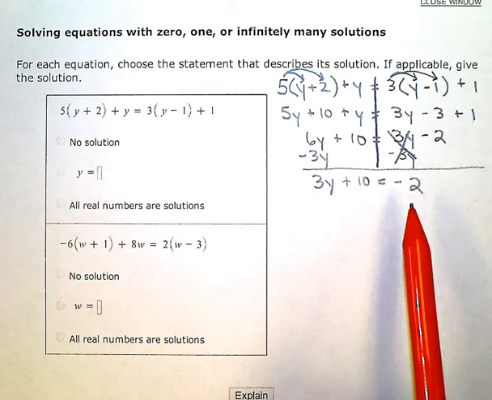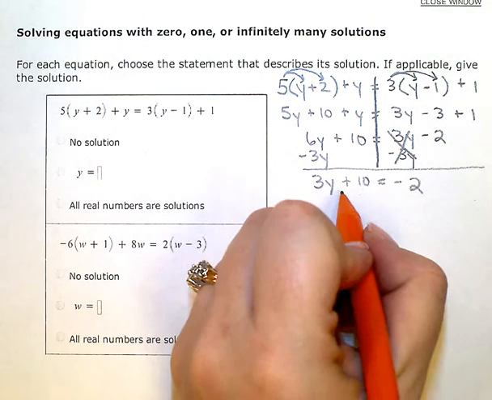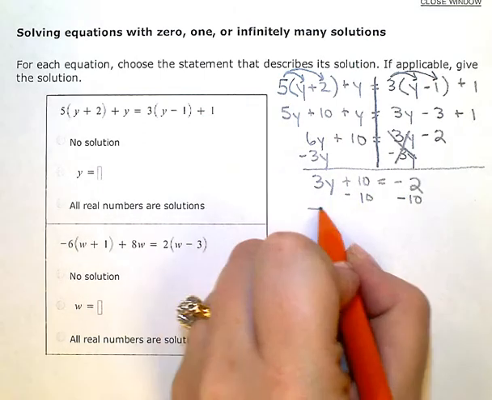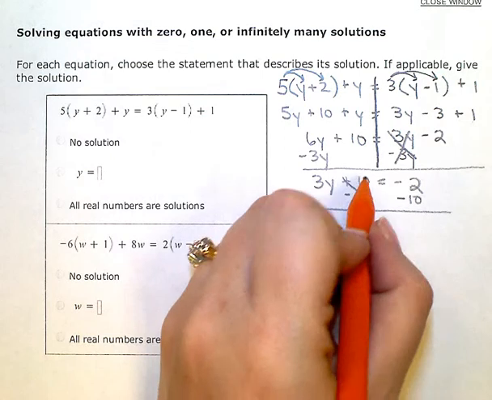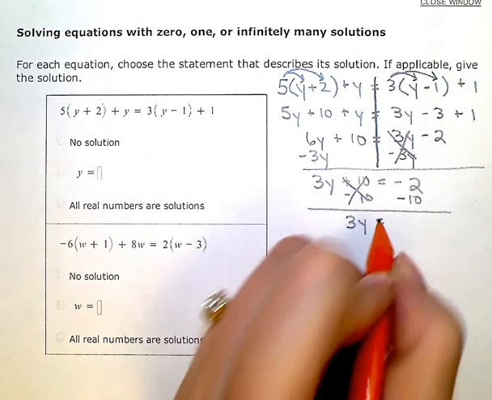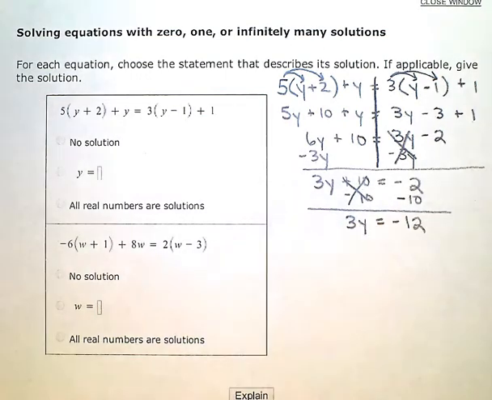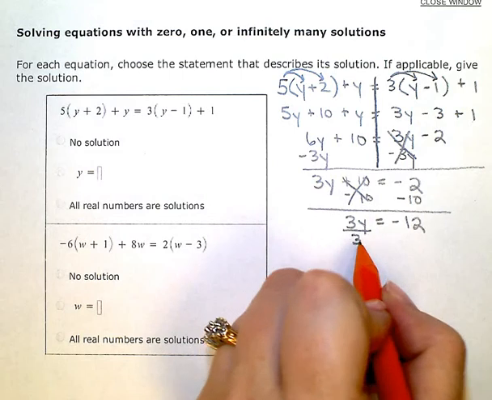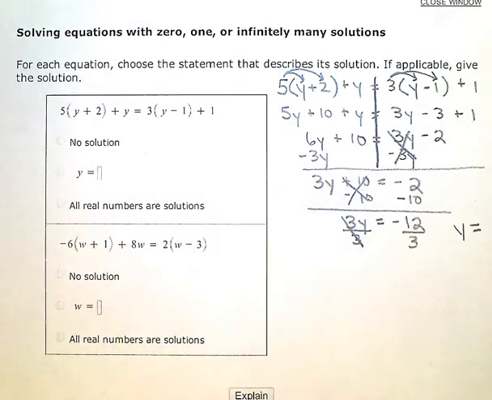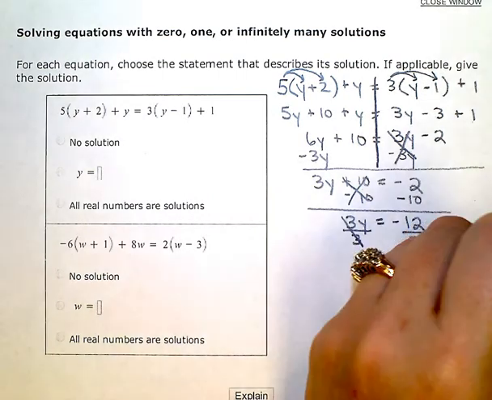Now I want to eliminate the constant on the left by subtracting 10. Then I'm going to balance my equation by doing the same thing on the right. So 3y after simplifying equals negative 12. Last step, divide out my coefficient, and y is equal to negative 12 divided by 3, which is negative 4.